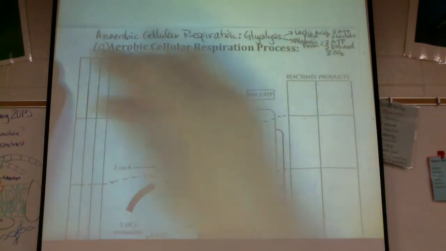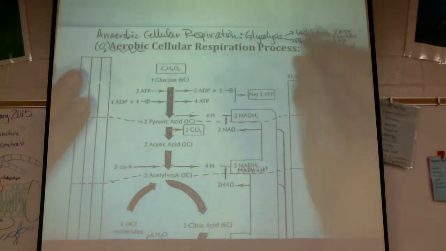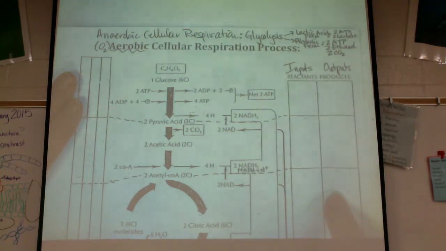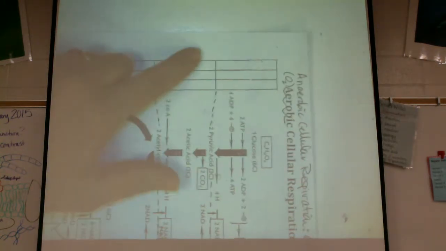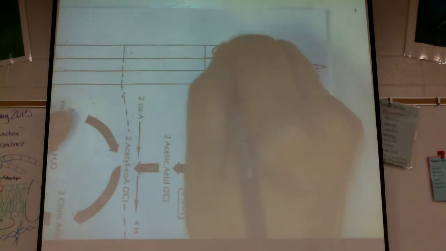All right, so let's start back up here and go right in a row. We're going to start with glycolysis and do reactants and products, also known as inputs and outputs. We're just going to fill in these boxes as we go. On this side, we're going to put in what it is. So this is our glycolysis.